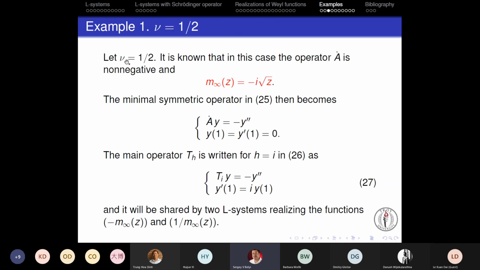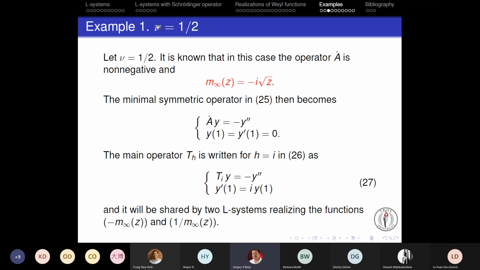Example 1: if you take nu equals 1/2, you can go to one of the books on Sturm-Weyl theory or differential operators, let's say the book of Naimark, and get that M infinity in this case is negative i times the square root of z. It's a particular function. This is a well-known result.